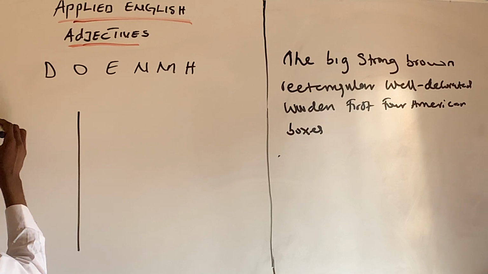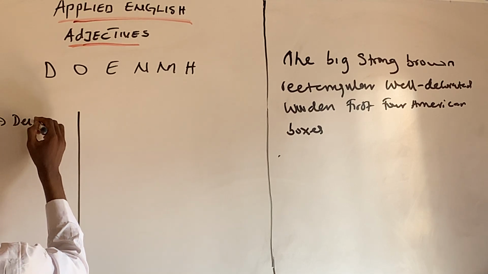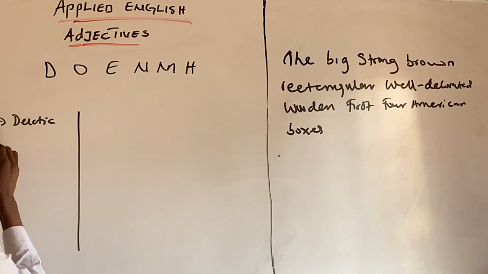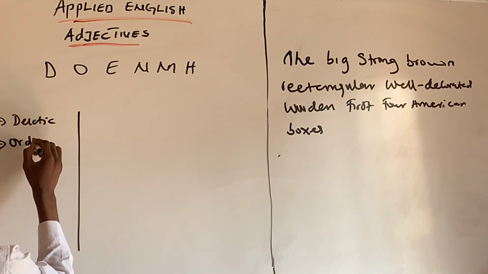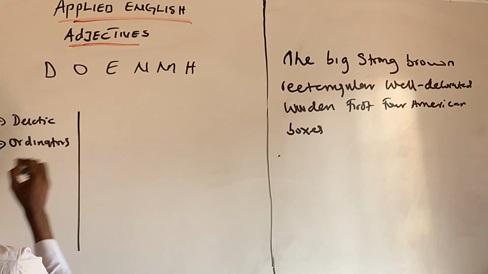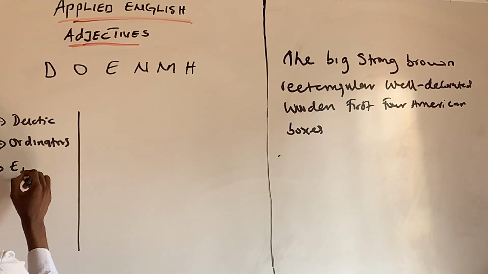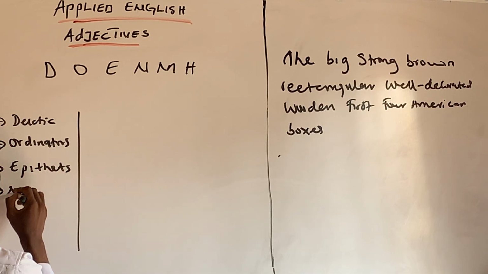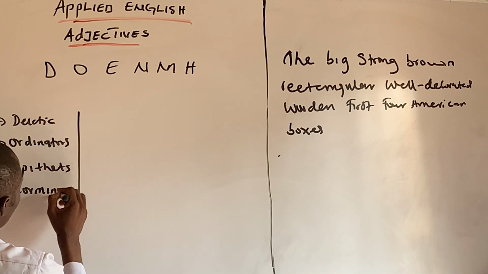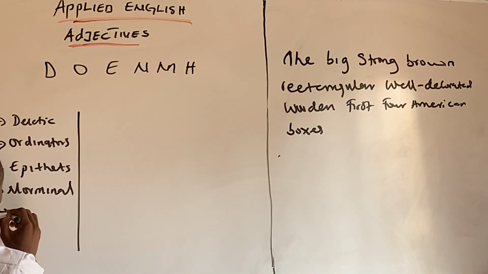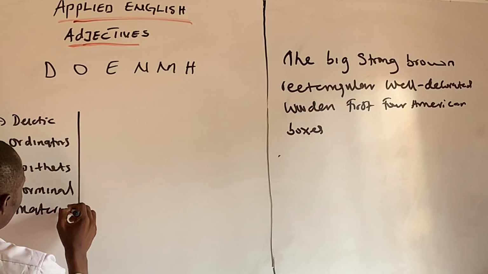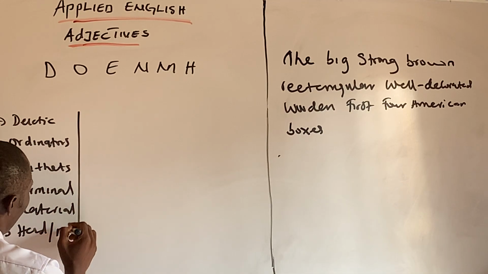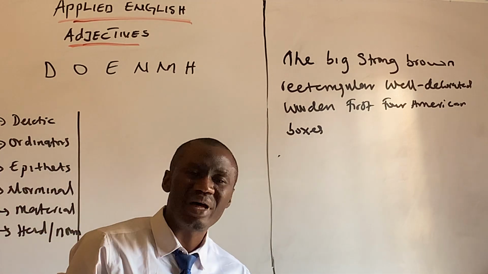The D is known as the deictic, or the determinant. The O is known as the ordinators. The E is known as the epithets. The N is known as the nominal. Then the M is known as the material. Then the H is the head or the noun, the noun that is being described.